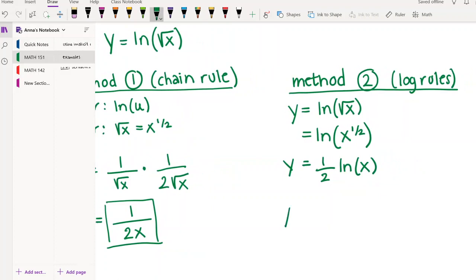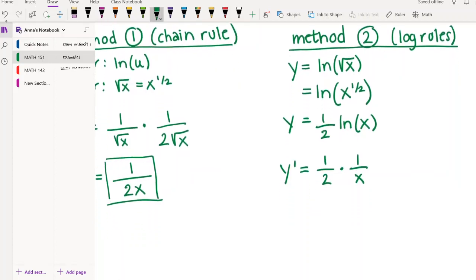And so now if we take the derivative, well, now we don't have to do the chain rule or anything. Now we can just do 1/2 times 1 over x. So we can just use straightforward derivative rules. And if we multiply these together, we get 1 over 2x, which is exactly the same answer that we got using the other method. So that's good. We should get the same answer both ways.